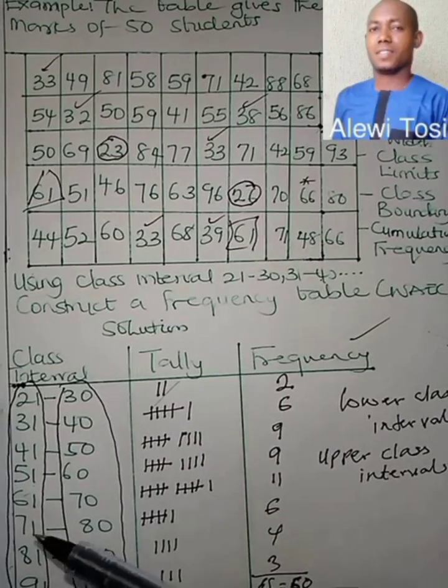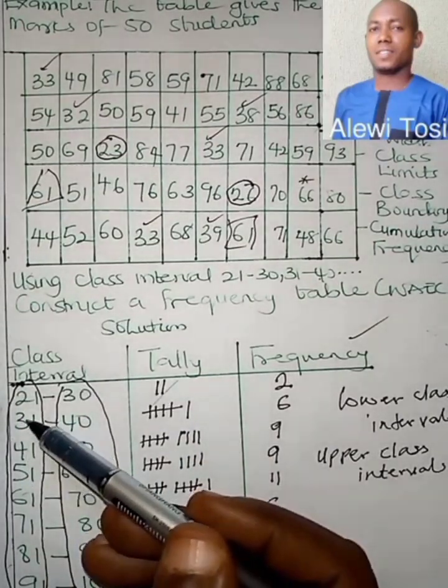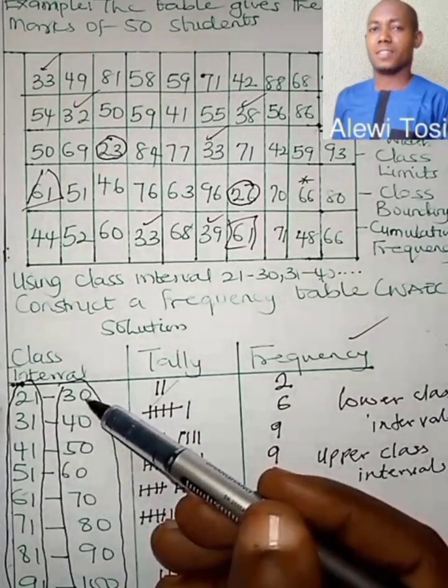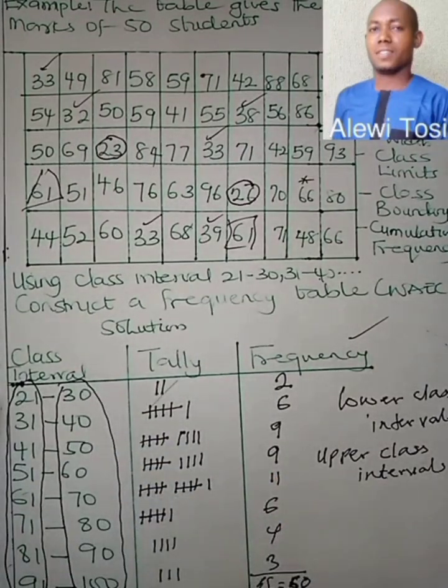So when we are mentioning lower class interval, you know we are referring to this group. And we call this the upper class intervals. And there are also the limits. Yes, the limits. So let's take note of that.